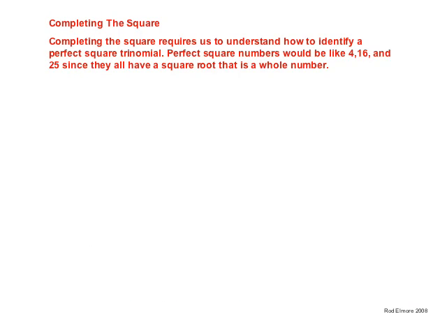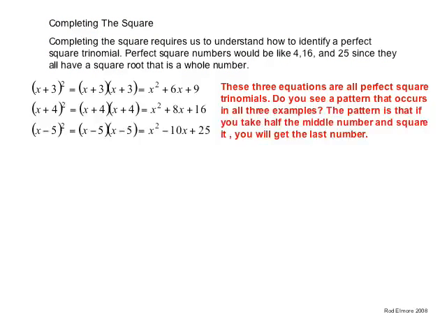Completing the square requires us to understand how to identify a perfect square trinomial. Perfect square numbers would be like 4, 16, and 25, since they all have a square root that is a whole number. Okay, these three expressions are all perfect square trinomials. In other words, x squared plus 6x plus 9, x squared plus 8x plus 16, and x squared minus 10x plus 25. And you can see where we got them. We actually squared binomials, so we're naturally going to get three perfect square trinomials from this.